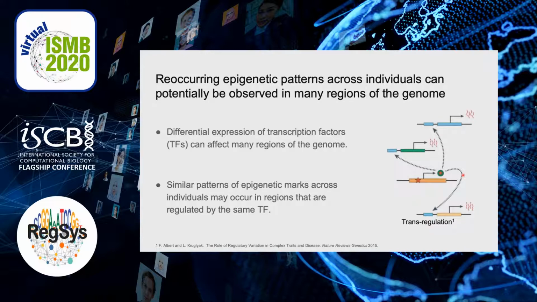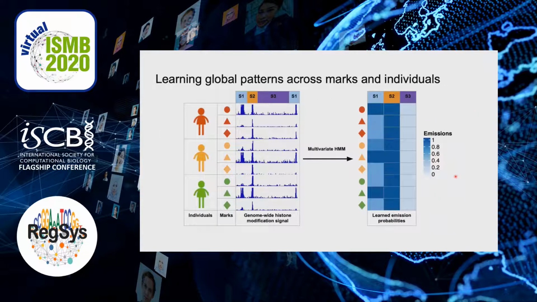The goals of this project are, first, to identify if these global patterns exist, and second, to see how related they are to other types of variation. To learn these recurring patterns across individuals, we propose to apply an alternate stacked version of the RegSys framework. In this framework, each mark from each individual is conditionally independent given the hidden state. In addition to allowing for joint analysis across marks and individuals, the HMM framework takes into account the spatial context of the data. While other methods rely on identifying a set of consensus regions across all individuals, the input to this method is the genome-wide histone modification signal.